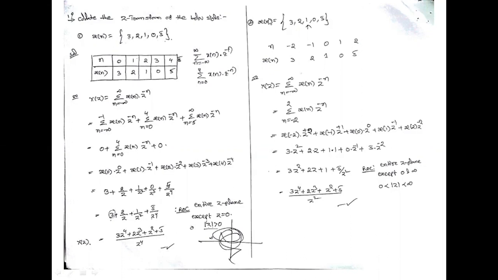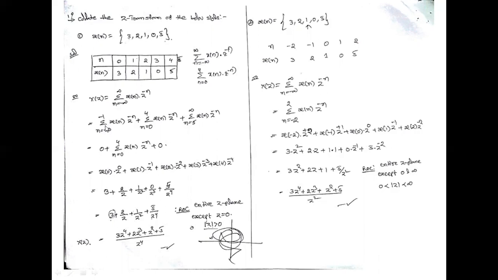Now take the definition of the Z transformation. X of z is equal to the sum of n is equal to minus infinite to infinite, x of n z power minus n. That is, the sum of n is equal to minus infinite to minus 1. So why are they taking minus infinite to minus 1?